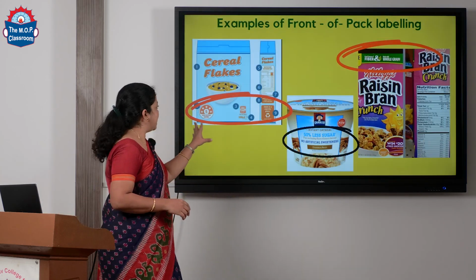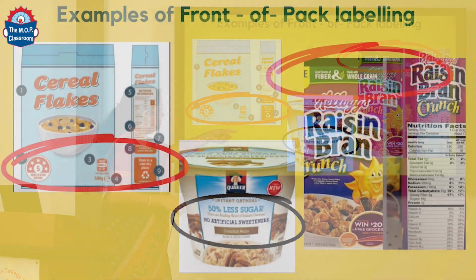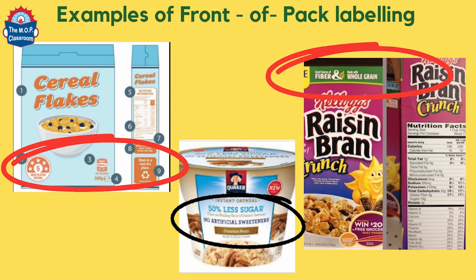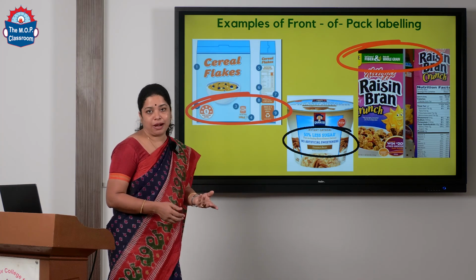Now, these are several examples. The highlighted portions show you the star rating, and the second picture tells you about less sugar in your product. Any consumer would prefer something which is low on sugar but is tasty as well. And the other picture about Raisin Bran Crunch talks about high fiber and whole grains, which is very important for human dietary requirements.